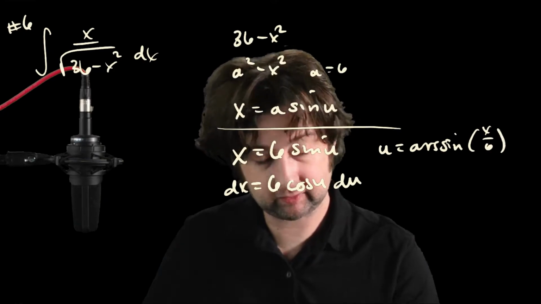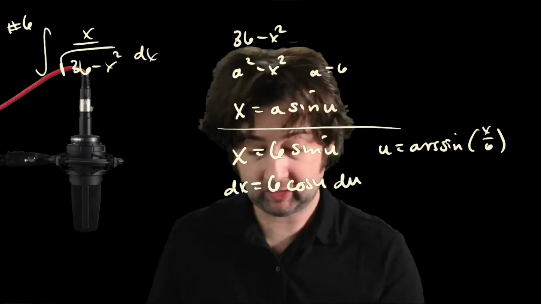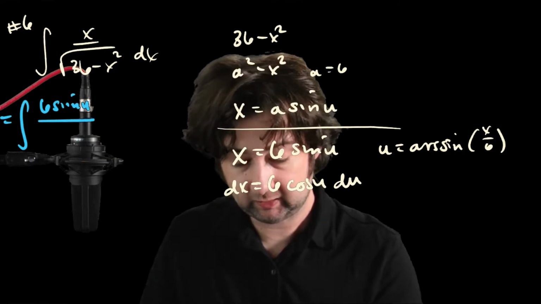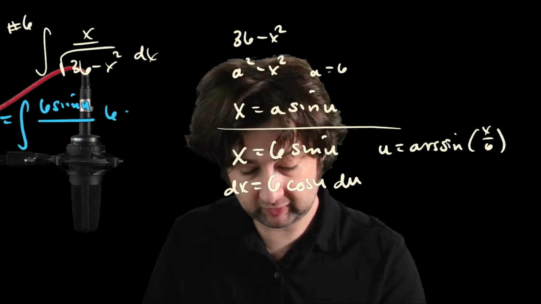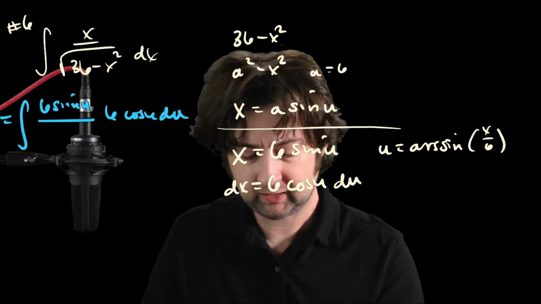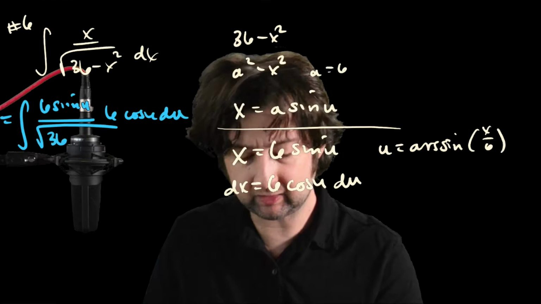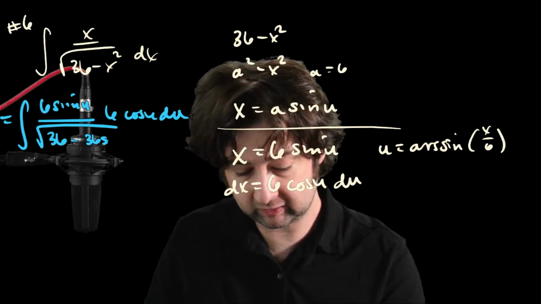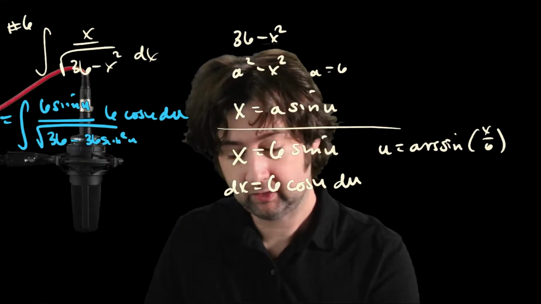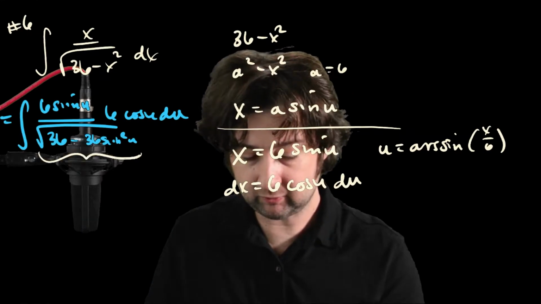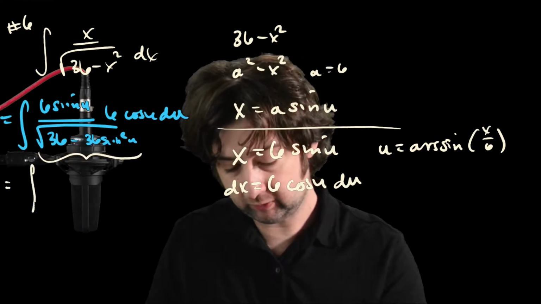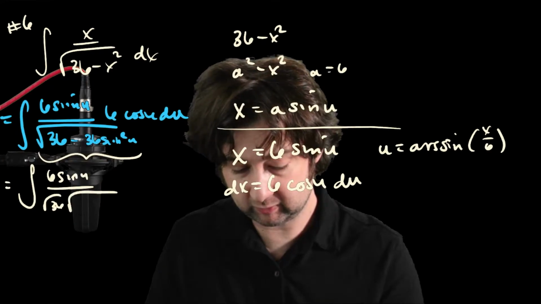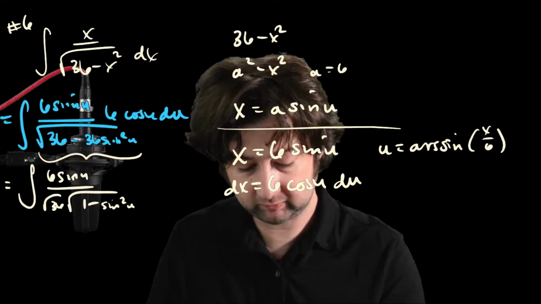And now I'm just going to build the substitution that's supposed to happen here. So x is equal to 6 times the sine of u, and dx was equal to 6 times the cosine of u. And on the bottom, I've got a square root now of 36, and if x is equal to 6 sine u, then x squared is equal to 36 sine squared of u. The whole reason I did that was so that I could use a Pythagorean theorem down here. So this is going to be equal to the integral of 6 times the sine of u over the square root of 36 times the square root of 1 minus the sine squared.